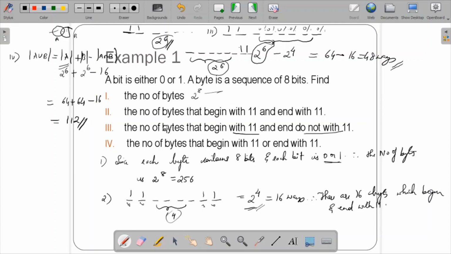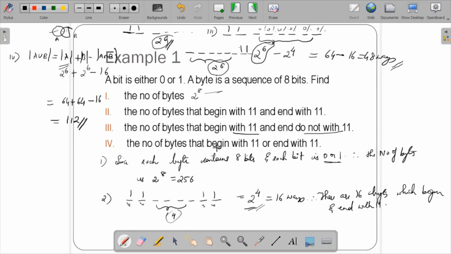Next, the number of bytes that begin with 1 1 and do not end with 1 1. Beginning with 1 1 is fine. Next I have to arrange 2 to the power 6 ways, but it also includes those that end with 1 1. So I need to separate those out. Begin with 1 1 and end with 1 1 is already solved, so I take minus 2 to the power 4. So 64 minus 16, you get 48 ways.